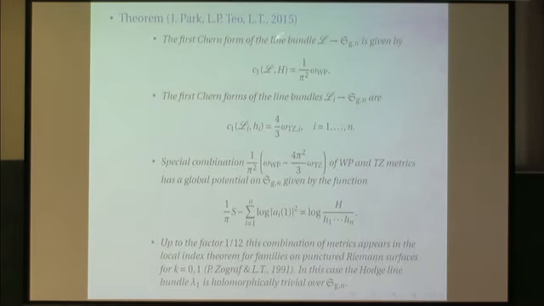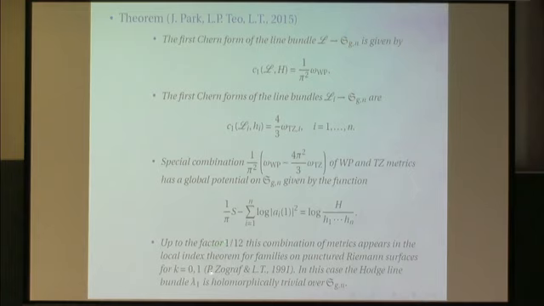So then the curvature of the Weil-Petersson form is the first Chern form for this line bundle, the same with the cusp metric. Then the special combination has a global potential and is given by this form, and this is precisely this difference of two metrics, the precise combination which appears in the local index theorem for punctured Riemann surfaces for weight k equals 0 or 1.